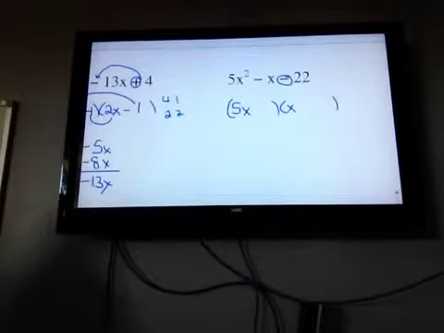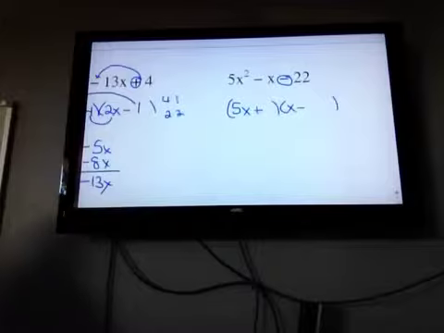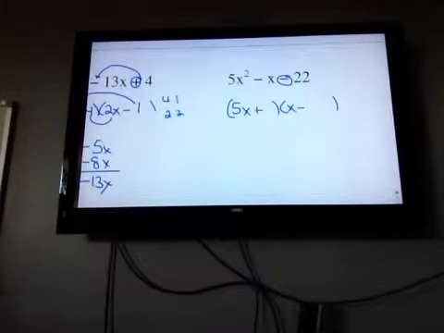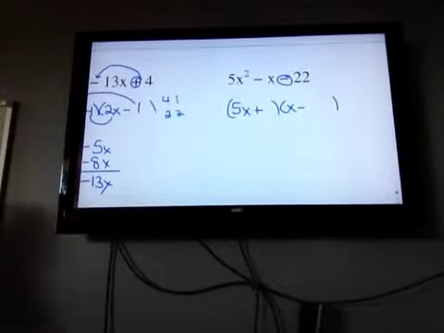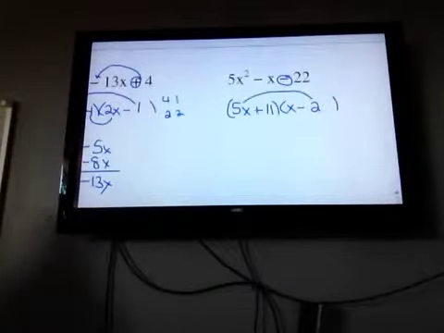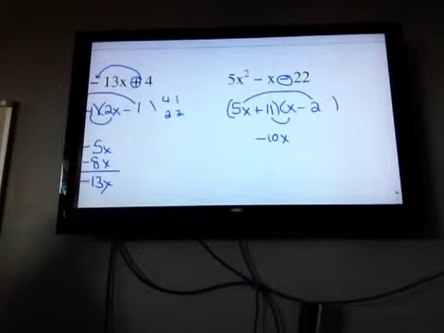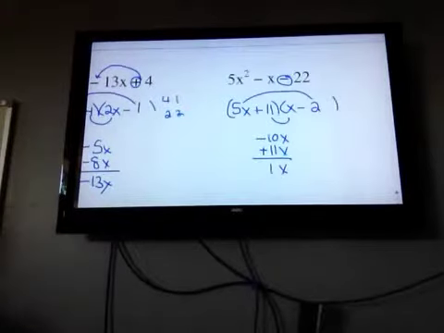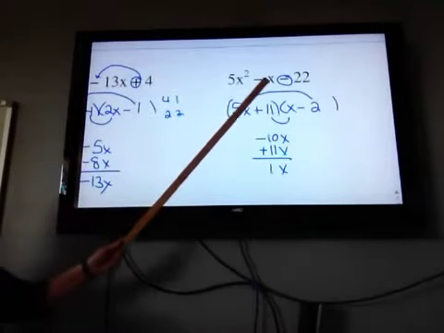Minus last term means one of each sign. And then 22 is either 11 times 2 or 22 times 1. I'm going with 11 times 2. And I check. Outer times outer is negative 10x. Inner times inner, positive 11x. And I get a positive 1x. I want a minus 1x.